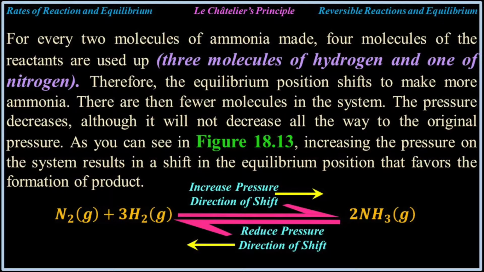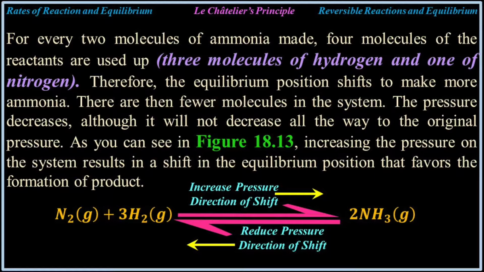For every 2 molecules of ammonia made, 4 molecules of reactants are used up, 3 molecules of hydrogen and 1 molecule of nitrogen. Therefore, the equilibrium position shifts to make more ammonia. There are then fewer molecules in the system. The pressure decreases, although it will not decrease all the way to the original pressure.